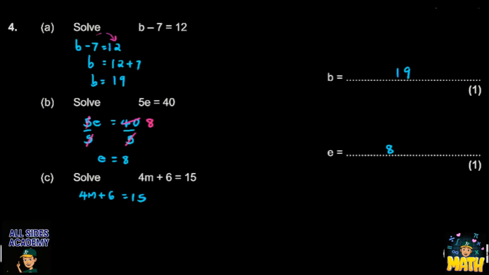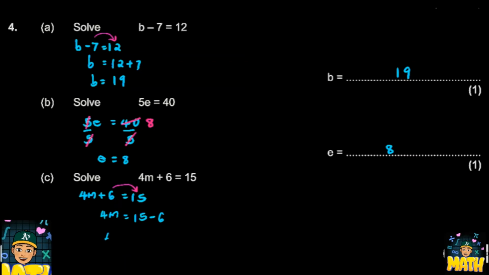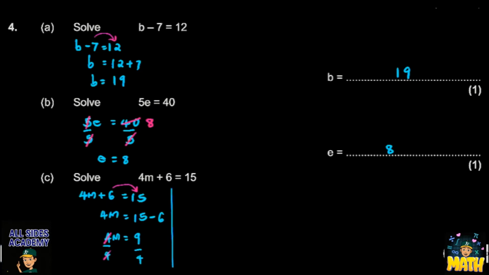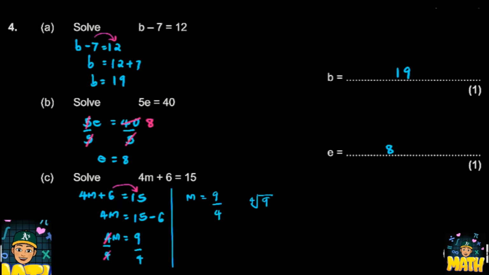Solve 4m plus 6 equals 15. Another two-step equation. So I start by taking the 6 to the other side. 4m equals 15 minus 6. 4m equals 9. Then divide by 4 on both sides. So m is 9 over 4. And when I divide that using the long method, 4 goes into 9 two times, and that gives you 8, remainder 1. So my value for m will be 2 and 1 over 4. So m equals 2 and a quarter.